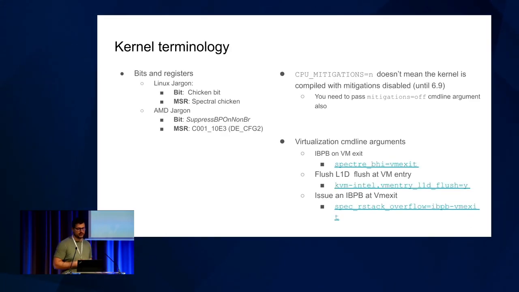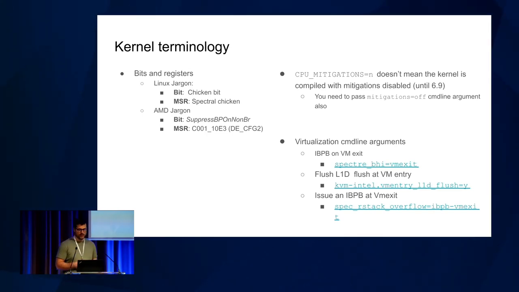And kernel terminology is not better either. For instance, we have a register on AMD, and that's an interesting one because AMD speculates on non-branch instructions. They created an MSR to suppress branch prediction on non-branch instructions. In the Linux kernel, it's called Spectral Chicken MSR and Chicken Bit. Another important thing that we learned is that if you compile the kernel with CPU mitigations set to none, it doesn't mean that your mitigations will be disabled. Well, it was fixed in 6.9, but before that, if you want to have mitigations disabled because you know what you are doing, you need to pass a command line argument.